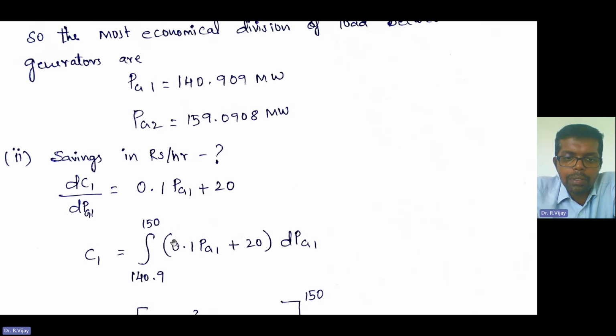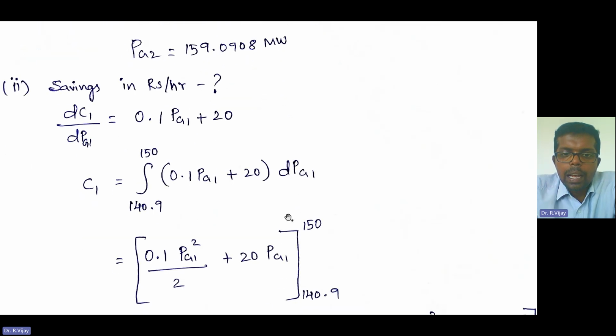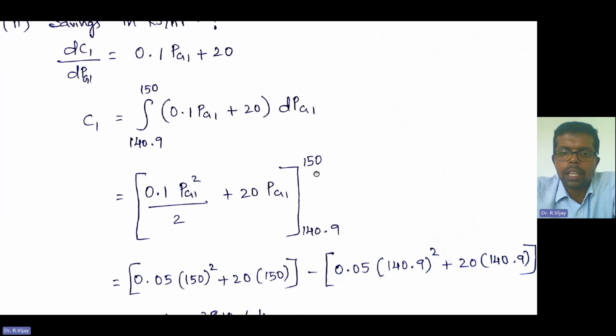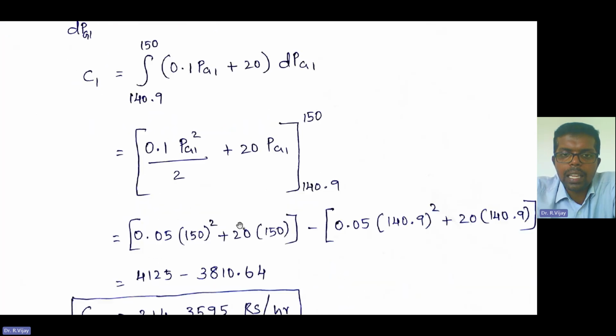So we are substituting 0.1 PG1 plus 20 into dPG1. Here we are integrating with respect to dPG1. If you integrate, you'll get 0.1 PG1 squared divided by 2 plus 20 PG1. The lower limit is 140.9 and the upper limit is 150. While integrating, you need to substitute 150 for PG1 first, and after that minus 140.9 substituted.